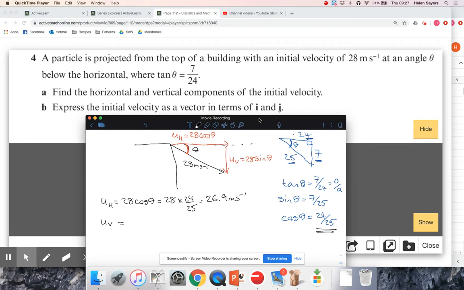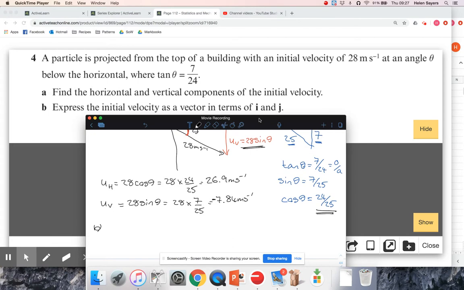And then the vertical velocity is down, and that's 28 sine theta. So that's 28 times 7/25, and I'm getting that to be 7.84. And then that's down. I can either put down, or I can put a minus there to show that that's down. But really, this is what question B is, so we've done all the calculation for B.